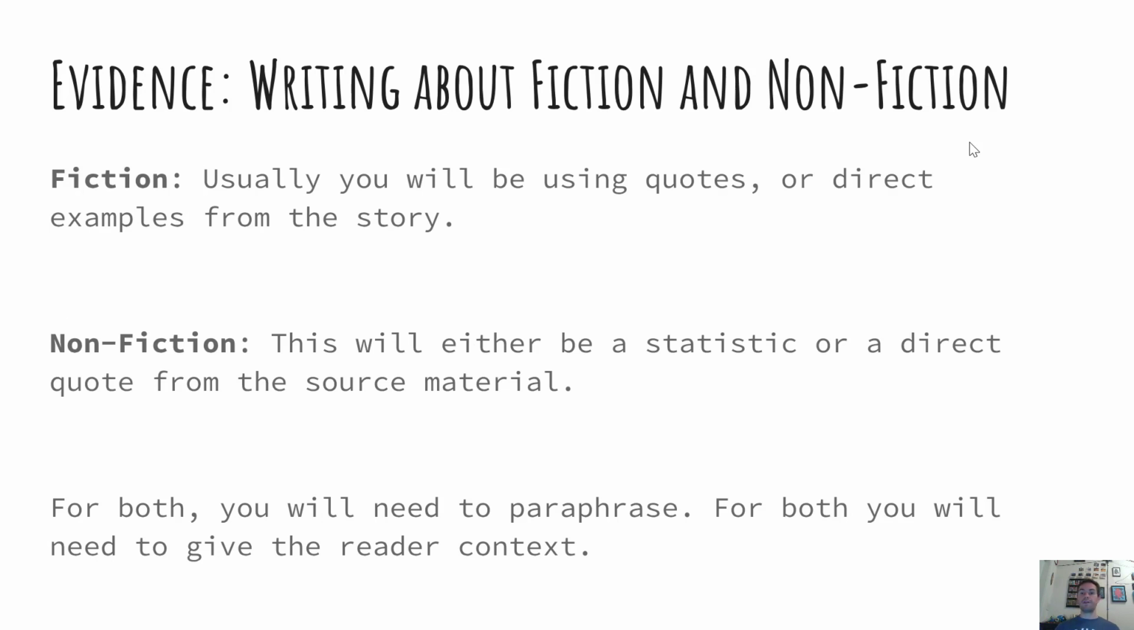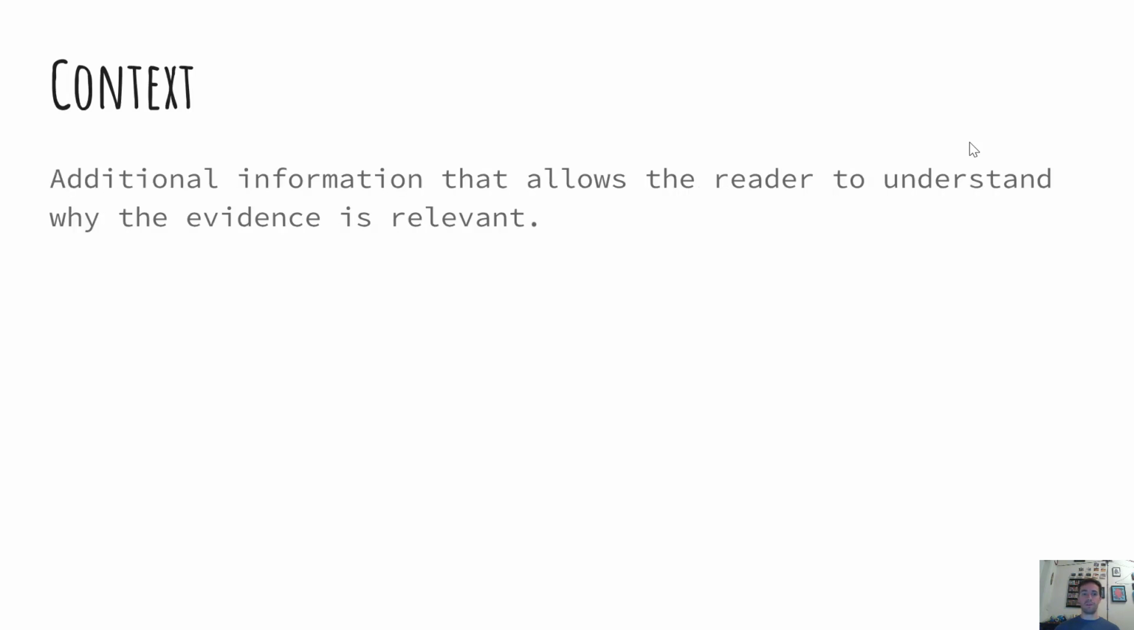So when we're writing about fiction and nonfiction, evidence can take different forms. When we're writing about fiction, usually we'll be using quotes or direct examples from the story. That means your context is going to look a little different. If you're writing about nonfiction, you'll usually be using things like statistics, or it could be a direct quote from a source material such as an expert or a textbook. Your context then will be a little bit different. Both ways, you'll need to paraphrase, and again, context is important for both.